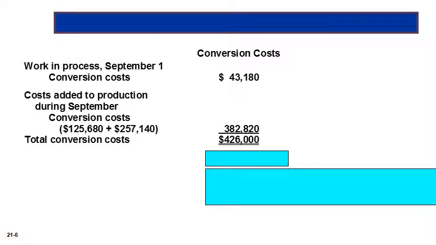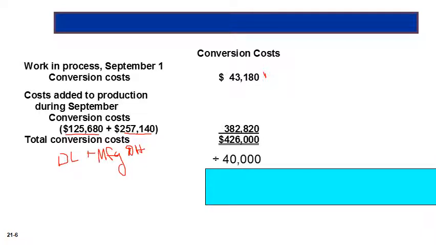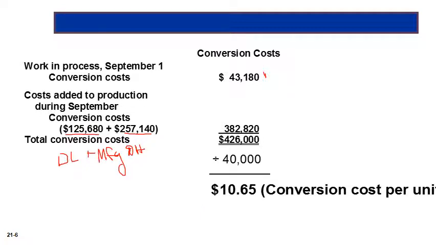Then we do the same thing for conversion costs. The conversion costs from the beginning inventory were $43,180. The conversion costs added during the period are made up of the direct labor and the manufacturing overhead. So conversion costs are the manufacturing overhead and direct labor. And then we're going to divide that by the equivalent units that we calculated in the first step and come up with a conversion cost per unit.